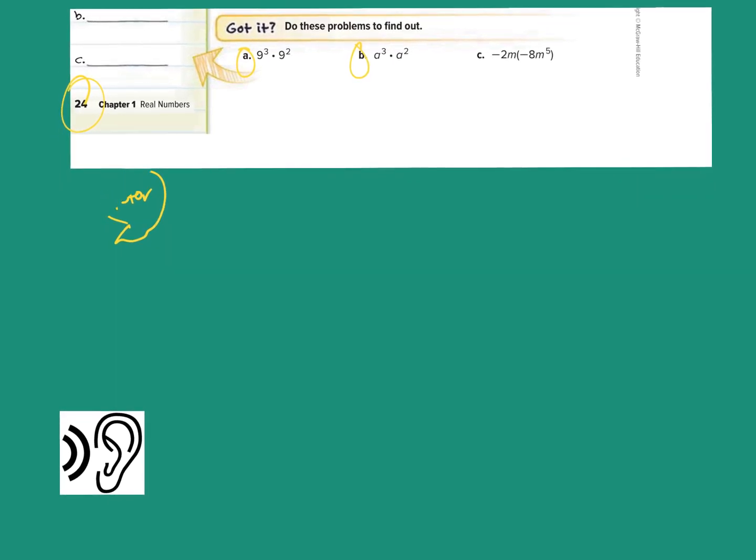So what we can look at here is I'm just going to use my shortcuts now to solve. I have same bases of 9, so that's 9 to the third times 9 to the second. I'm going to add my exponents, 3 plus 2, 9 to the fifth. In letter B, I have a and I have a, same bases, great. I'm multiplying them. That means the shortcut in exponential form is add the exponents, a to the fifth.